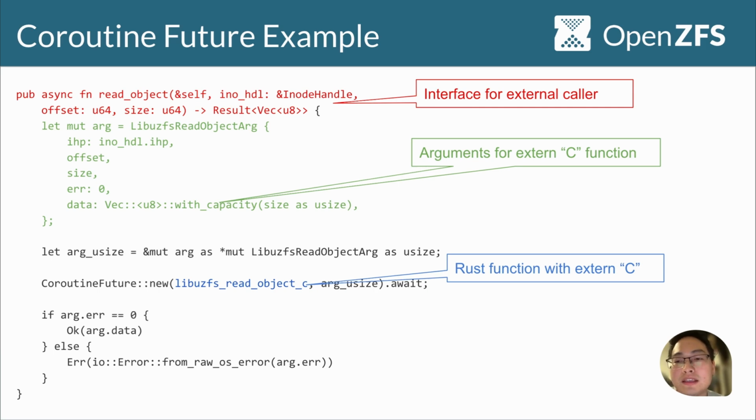This slide shows an example of using the coroutine feature. The usage is in three parts. The first is the interface for the external caller. The second is the arguments for the external C function. To run the function, we need to create a coroutine feature and pass the arguments and the Rust function to it.